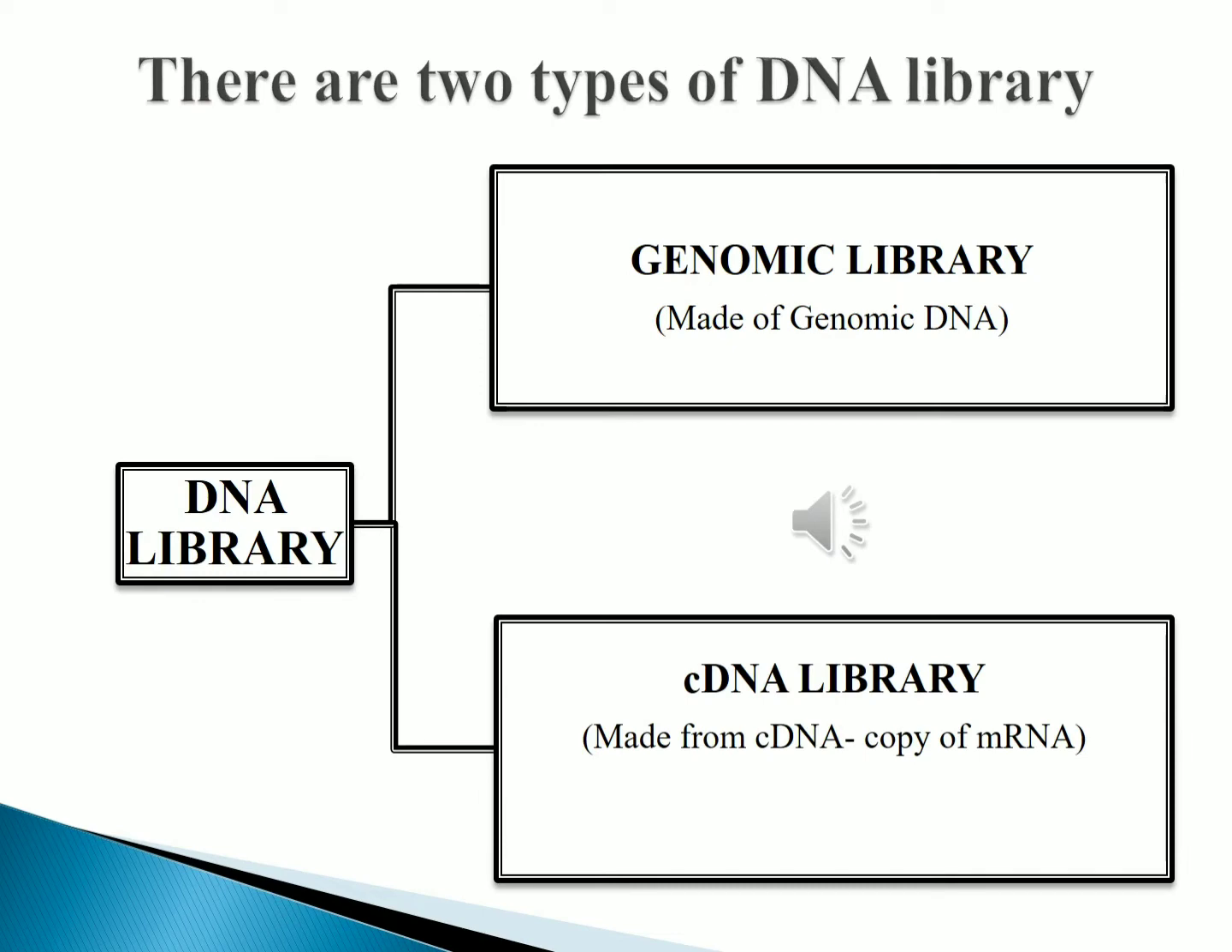Now, there are two types of DNA library. One is genomic library, which is made of genomic DNA, and another is cDNA library or complementary DNA library, which is made of cDNA produced from mRNA by reverse transcription. Let's now get a detailed idea about genomic library.